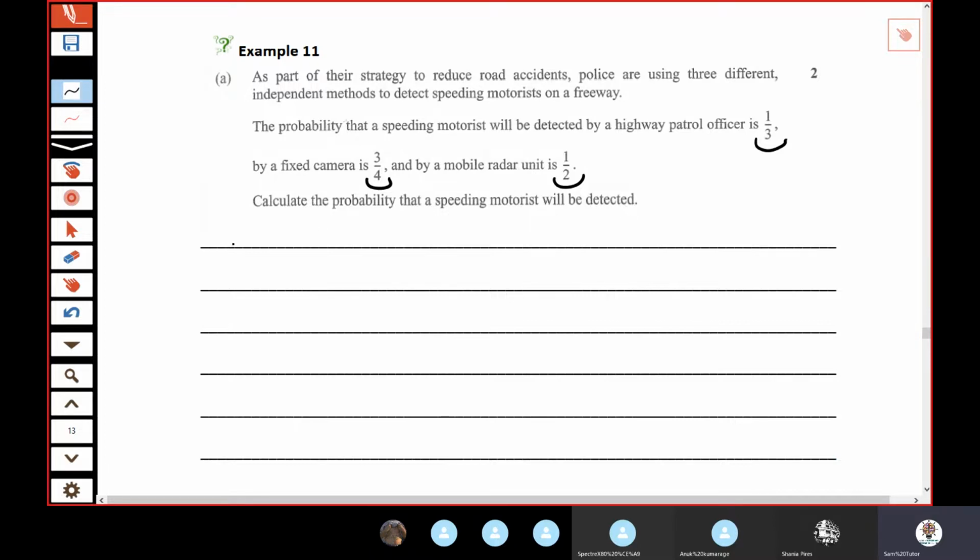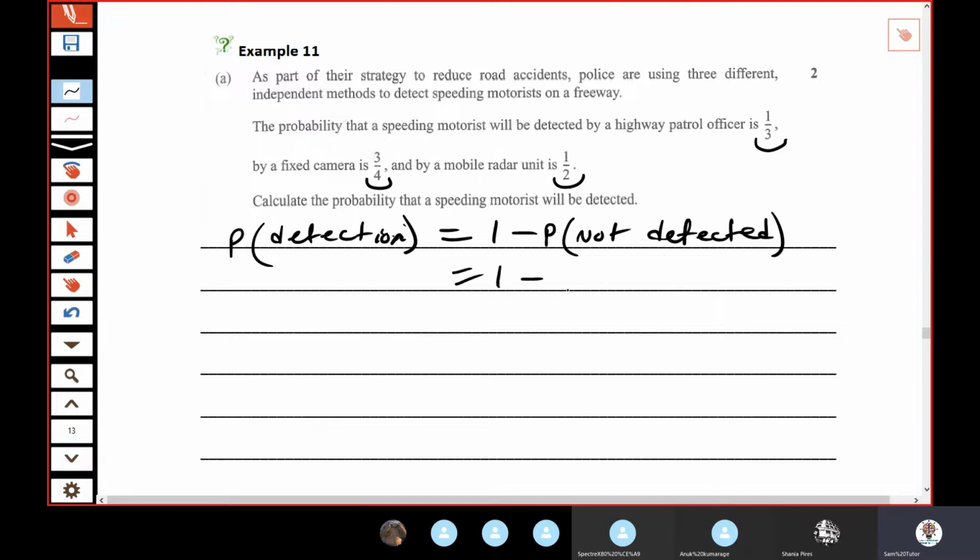Well, the probability of a speeding motorist to be detected, so probability of detection, is equal to the whole probability of an event occurring, which is 1, minus the probability of them not being detected. Not detected. So this one did not say "at least" or "not". That's why I want to do this question. And from that, you obviously can see the answer.